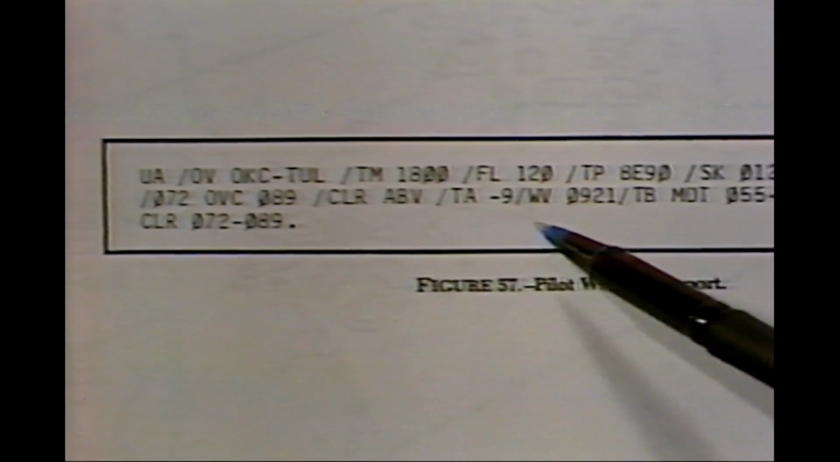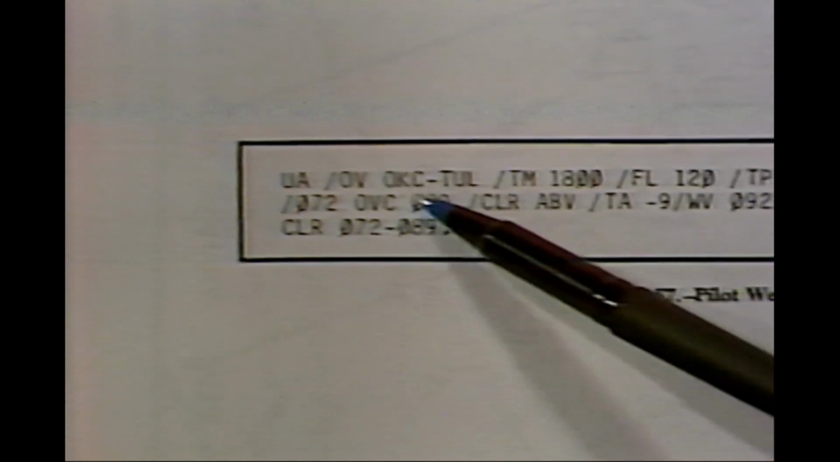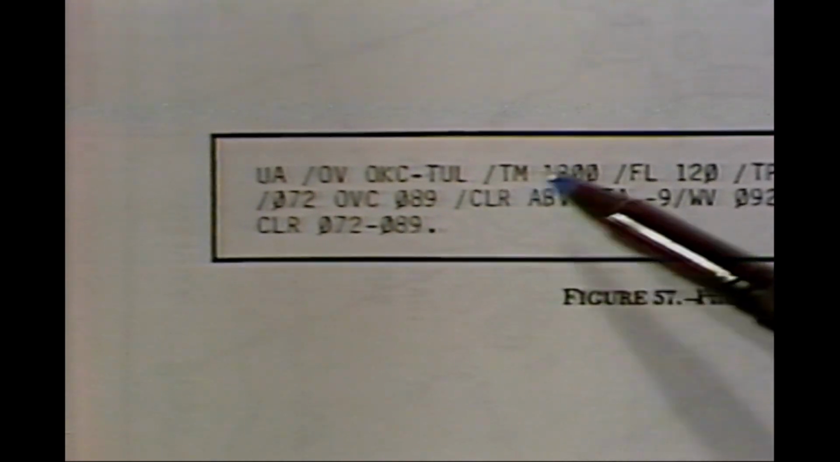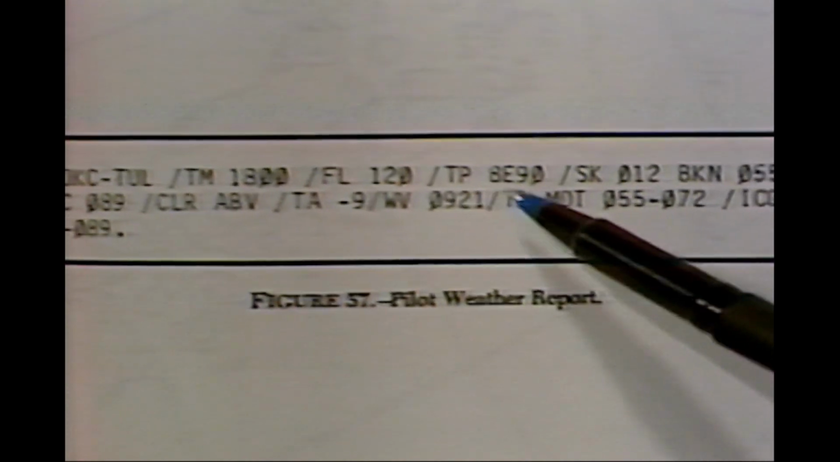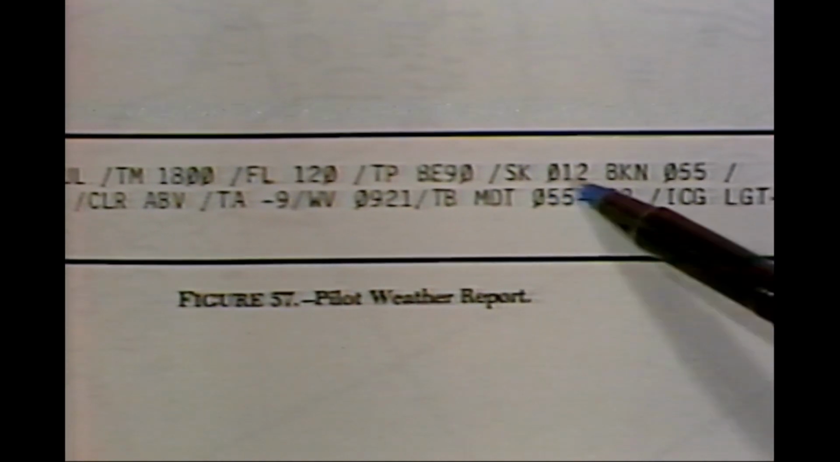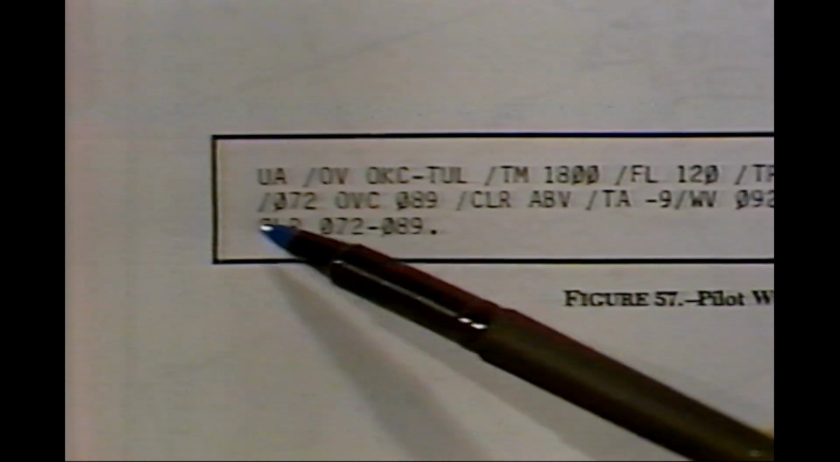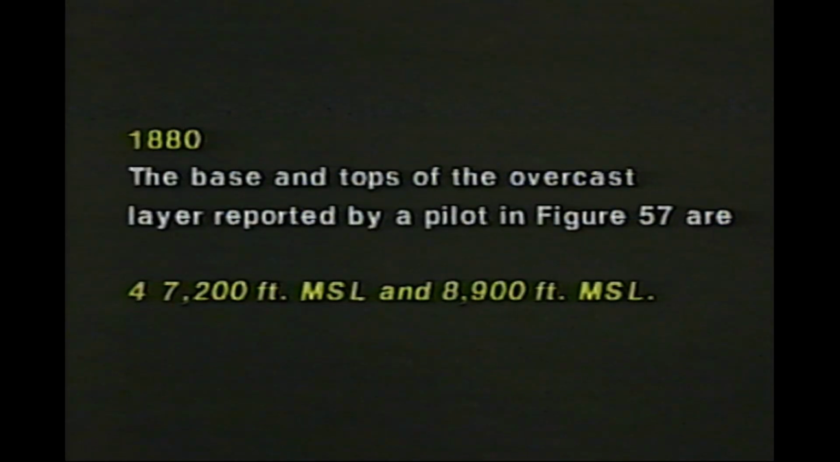We need to find the base and tops, and we can see it says UA is pilot report over Oklahoma City to Tulsa, so he's on a route from Oklahoma City to Tulsa at time 1800 Zulu, flight level 12,000 feet, type Beech 90, sky 1,200 broken to 5,500, and then it's overcast going off to the left, overcast from 7,200 feet to 8,900 feet, and that's what they're asking for. So it's answer 4, 7,200 feet MSL and 8,900 feet MSL.